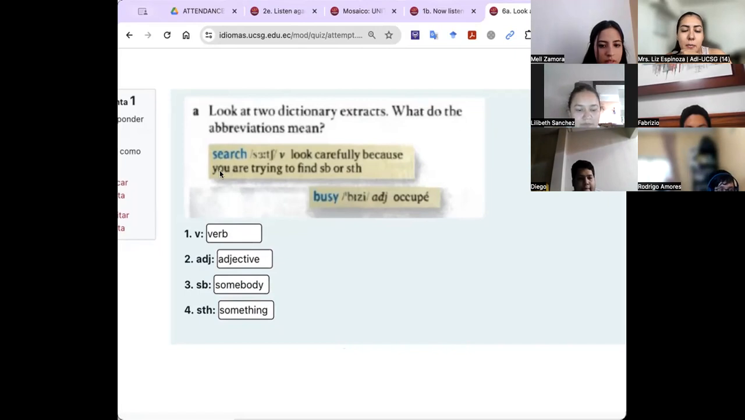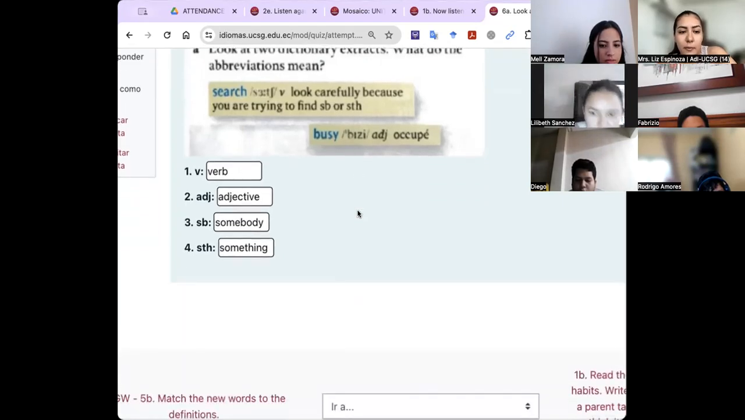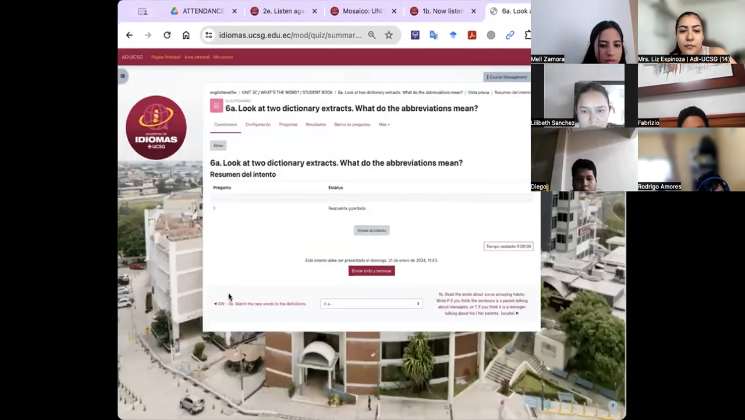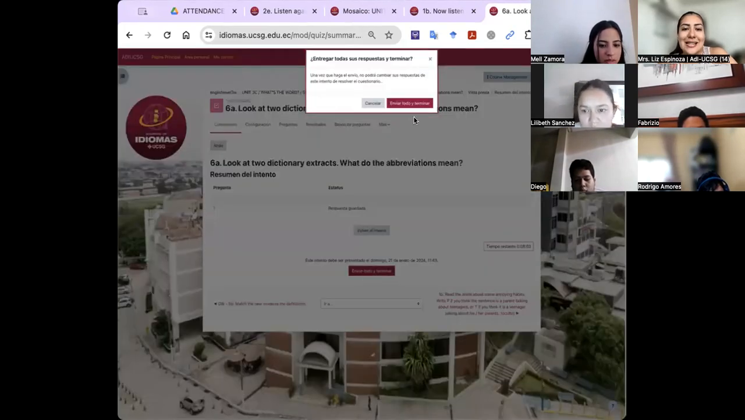In this case, for example, let's look at the image. It says search. In the slashes, those are pronunciations. That is the IPA. Then you have V, which is a verb. Search is a verb. And then it says busy. You have in slashes the pronunciation, and it's an adjective, to be occupied. Okay? So don't forget, this is in Unit 3C.